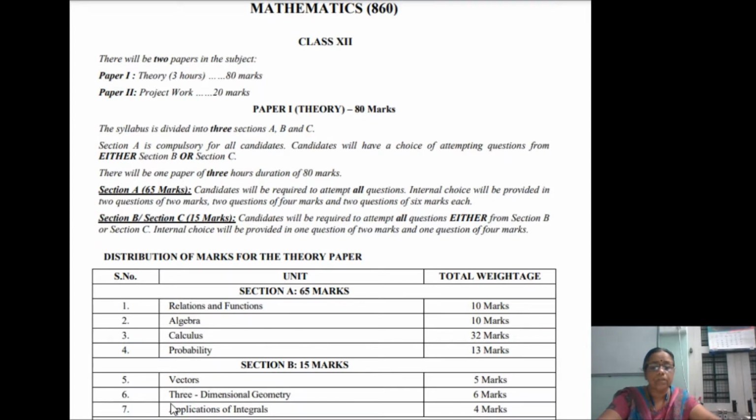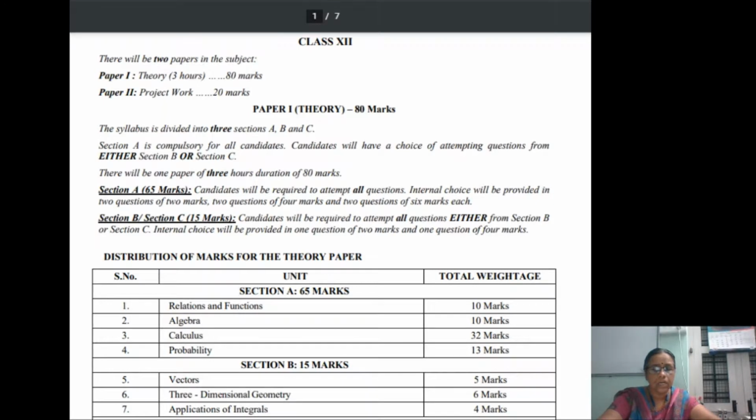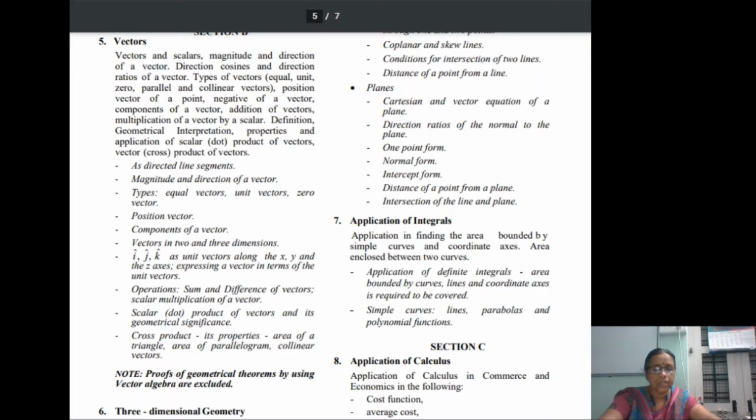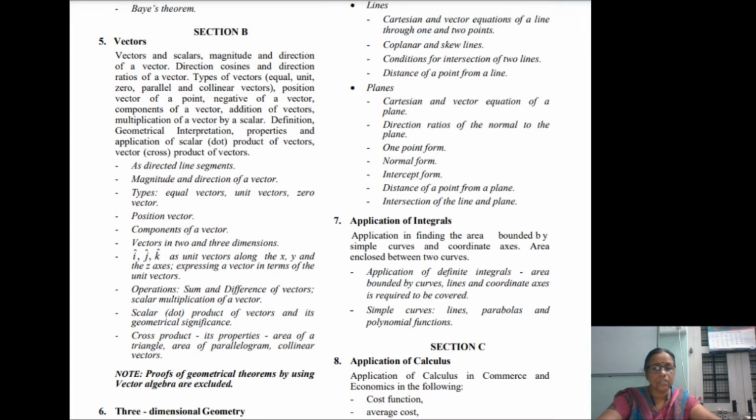As per the syllabus which has been given now, after the reduction, we have vectors for 5 marks, three-dimensional geometry for 6 marks, and application of integrals for 4 marks. So when we talk about vectors, what we have to learn is the basic ideas regarding vectors.